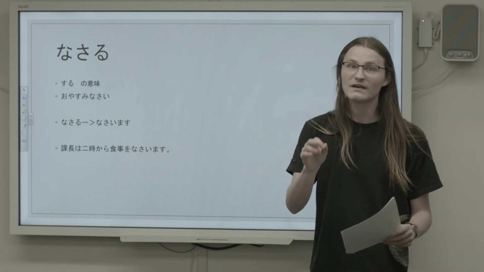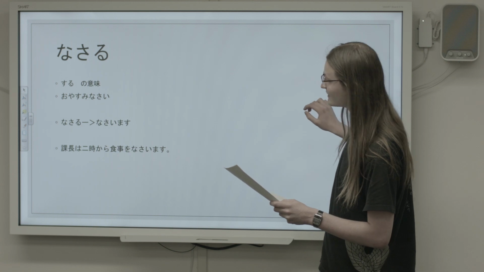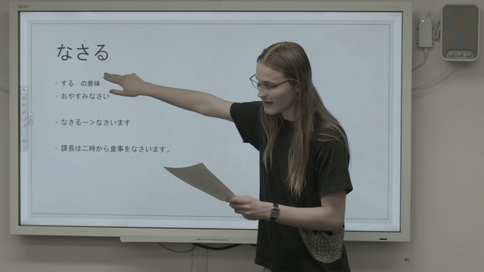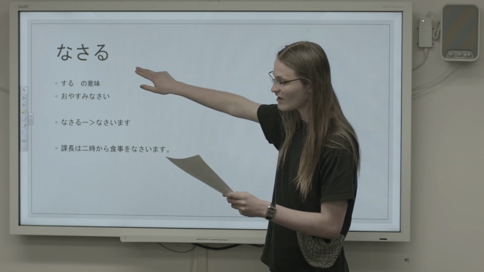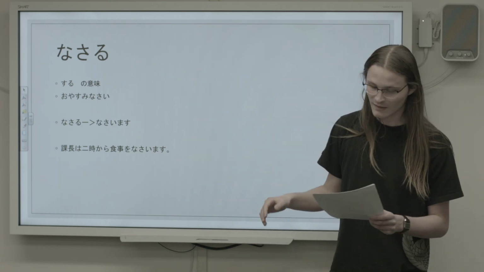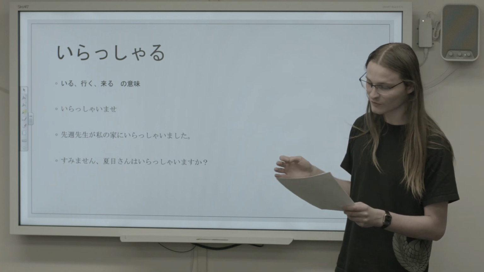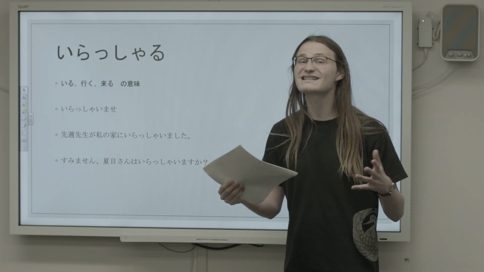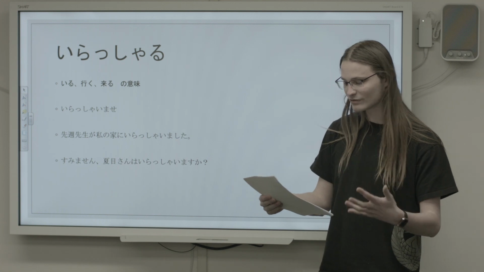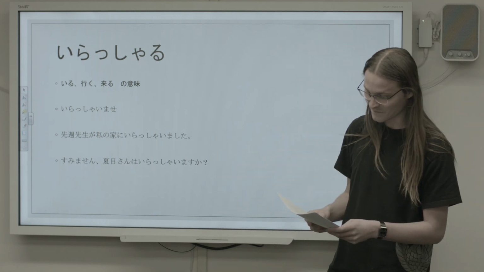Lucky for you, the other 3 verbs we're going to cover in this video conjugate the same way as nasaru. To recap, we're going to take off that final ru and replace it with i before adding mas. The first of these is irasharu, a fossilized form of which you know from the phrase irashaimase, which anybody who's gone to a konbini or other store or restaurant in Japan is going to know quite well.